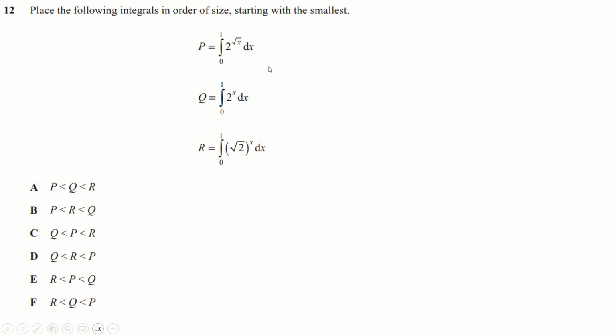Question number 12. Obviously we don't want to do any actual integration here. What we'll just say is that integrating is about area, between 0 and 1 in all cases here. If you've got two graphs and one is consistently higher than the other, then this integral between 0 and 1 will be more than the integral of this green one between 0 and 1, because the graph is higher and therefore has more area beneath it.